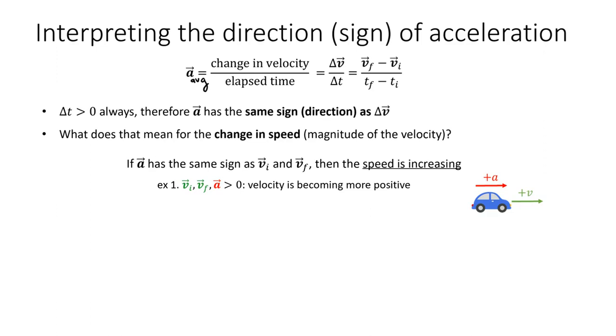If the car is also accelerating in the positive x direction, then we would expect the velocity to be getting bigger in that positive direction. So the magnitude of V final would be bigger than the magnitude of V initial.